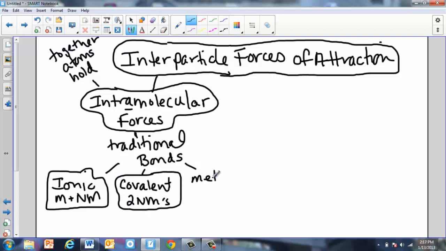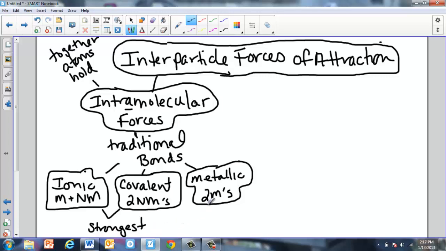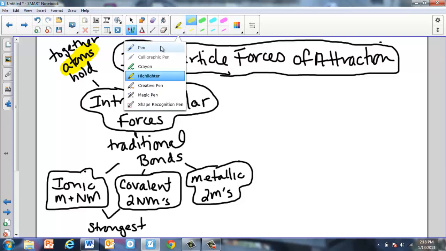And then the third one is metallic. Okay, and if you remember, metallic bonding is going to occur between two metal atoms, and this is the sea of electrons. Okay, so ionic electrons are transferred, covalent electrons are shared, metallic, it is the sea of electrons. And typically ionic and covalent are usually referred to as the strongest, which is going to come into play when we talk about types of crystals and types of solids in the very last part of this unit. Okay, so intramolecular forces, again, is our traditional bond, and these hold atoms together. Big major difference here is what are those things holding together.